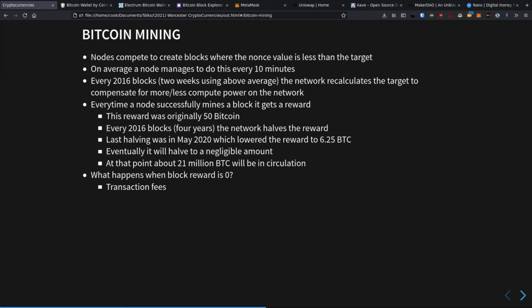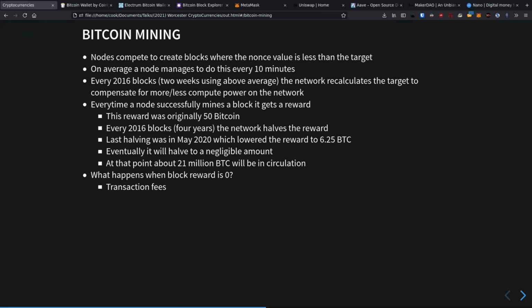Sort of factors affect how much power is on the network. So if too much power got on the network, then theoretically the delay would go down a lot as people were able to calculate hashes faster. So the network recalculates the target. It could, for example, make the target number lower, and that would again decrease the range that the hash would have to be in, making it harder for nodes to find a block that they could add to the blockchain. And every time a node successfully mines a block, it gets a reward.